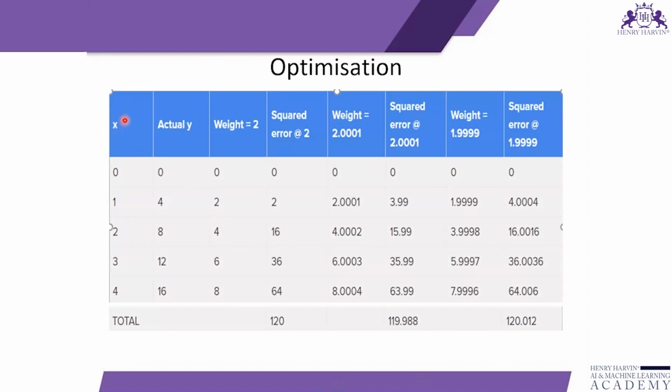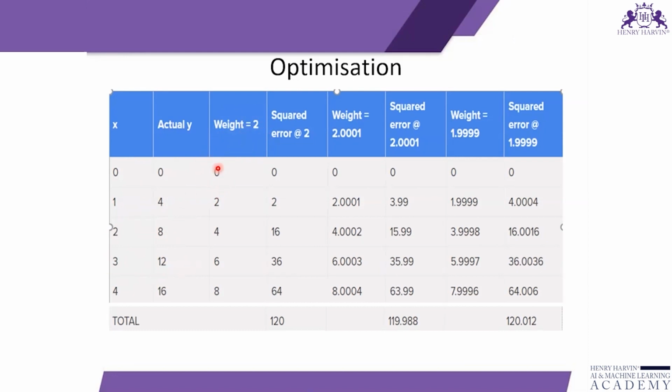Now let us understand with this example. We have X and this is the actual value of Y. If we try to find the relationship between X and Y, immediately we can figure out that Y is equal to 4X, since it is a simple relationship. Just think that it is a complicated relationship, or the machine doesn't know the relation between X and Y. So first the machine initializes the weight as 2.